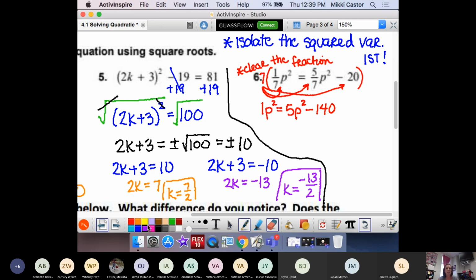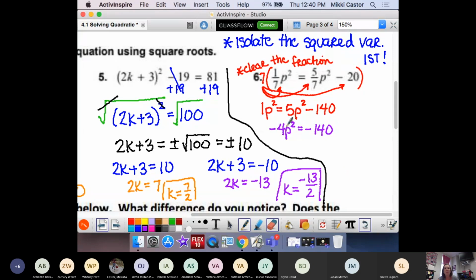Alrighty. Now that we've cleared the fraction, we can go ahead and solve on this guy. So I don't want 2 squared variables, I just want 1 squared variable. So the first thing I need to do is actually combine some like terms here. So I'm going to go ahead and subtract my 5p on both sides. So if I subtract this 5p over here, 1p minus 5p would give me negative 4p. So negative 4p squared equals a negative 140.